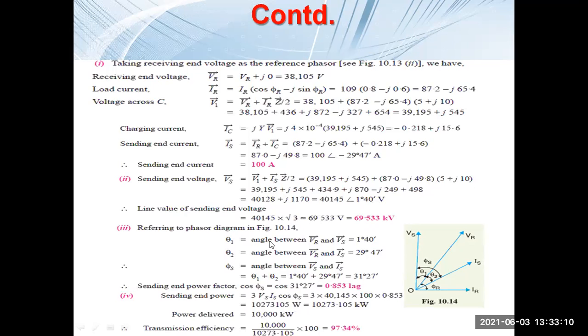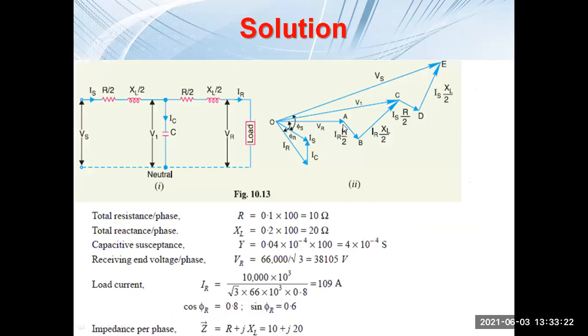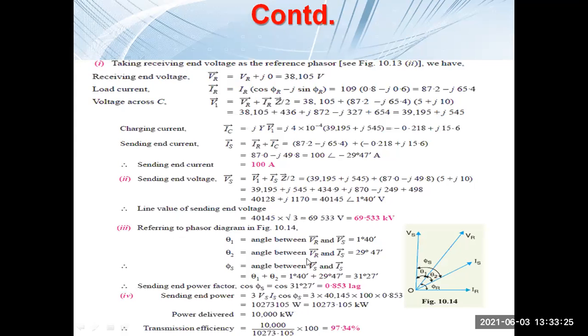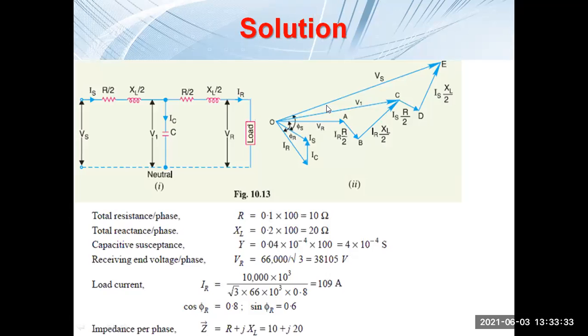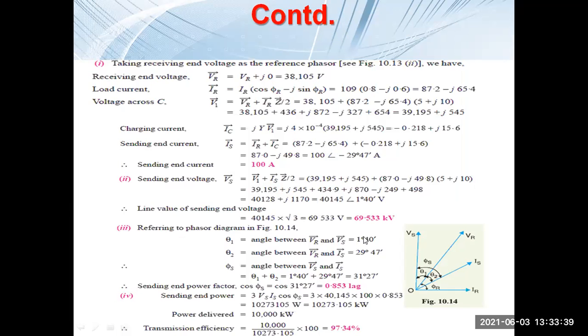Now next is the angle calculation. So angle is basically between VR and Vs. Which one have we taken as reference in this case? We have taken reference as VR. So the angle between VR and Vs is basically this 1.4, because this Vs angle is measured with respect to VR. That is 1.4 that we have calculated from this phasor, means this particular calculation. Vs angle is 1.4. So this is the angle between VR and Vs.